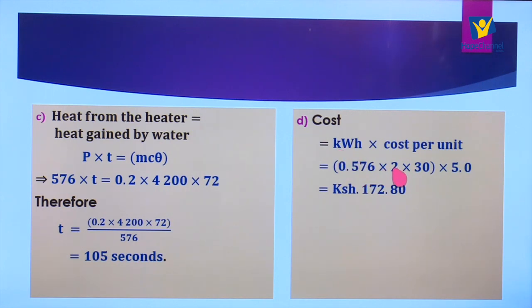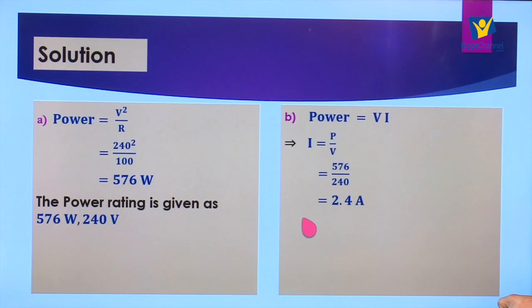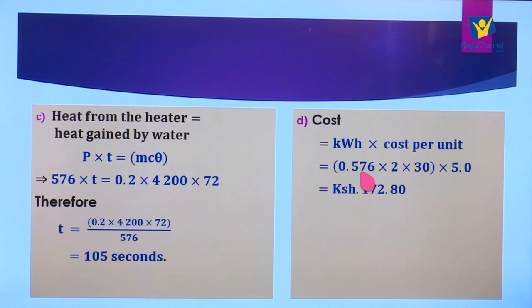It is operating 2 hours a day, for 30 days. That is the information we are given. So then the total number of hours is 2 times 30, which is 60 hours. So in the solving part of it, we have the kilowatts 0.576 times 2 hours, then times the number of days. So this gives us the total number of kilowatt hours, then times the cost per unit, which is 5.0. So the total cost when you solve this gives us 172.80 Kenyan shillings. So that will be the cost of using that heater for that duration.